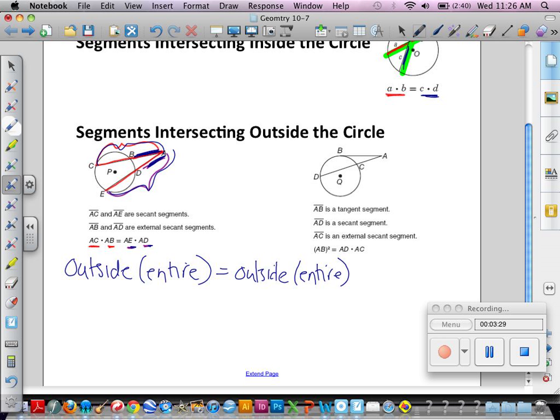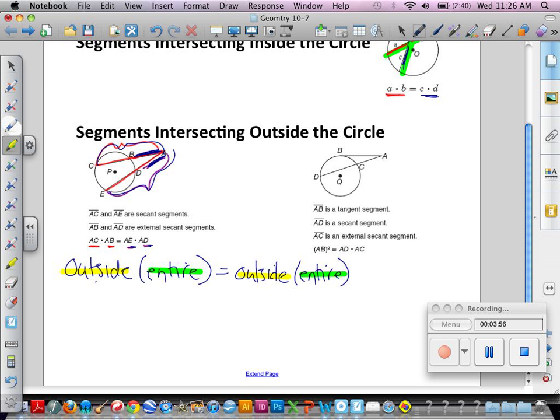So when I have two lines that are intersecting outside the circle, these are secant lines, they intersect at two places, then I'm going to use the formula: the outside piece of that line segment times the entire piece of that line segment. I'm talking about the top one, and then I'm going to set it equal to the bottom line's outside piece times the bottom line's entire.